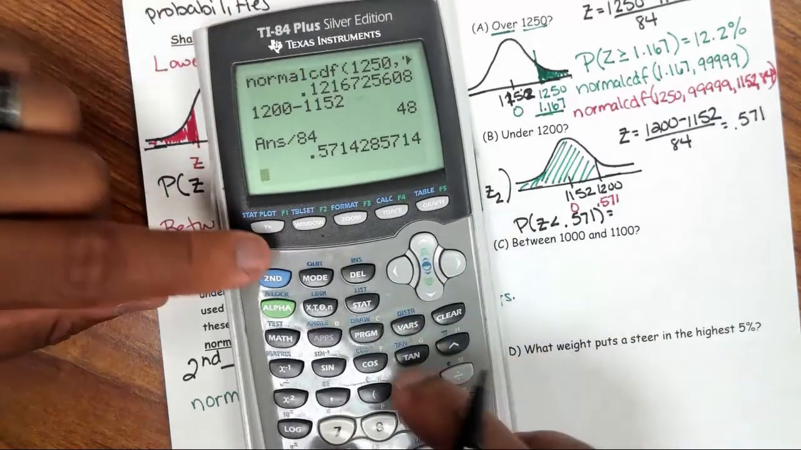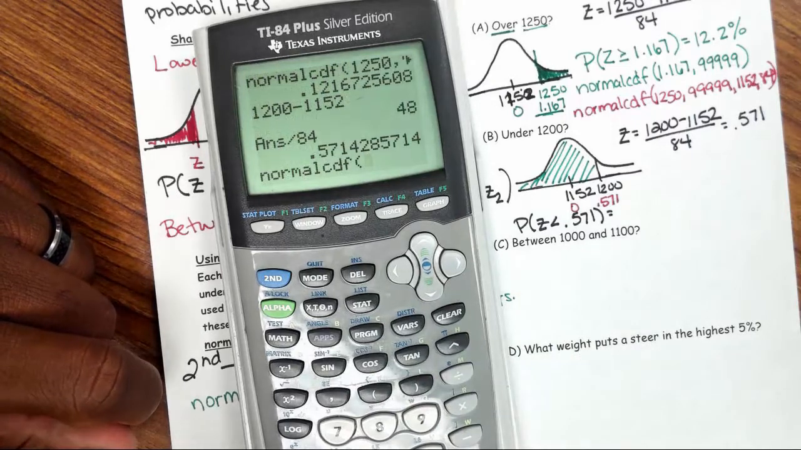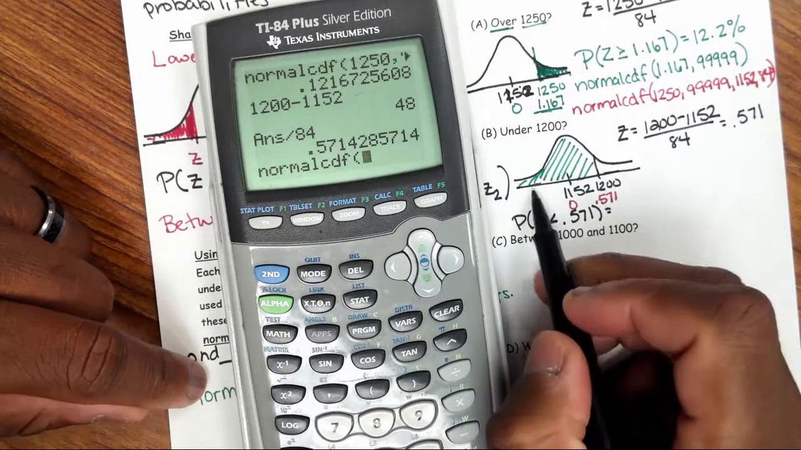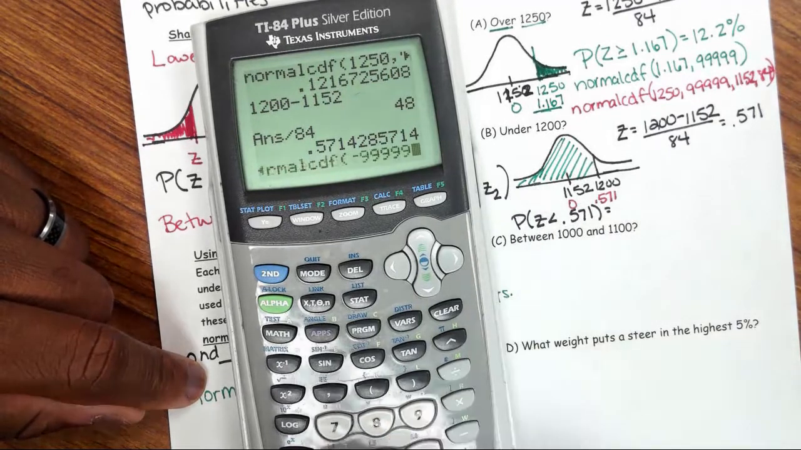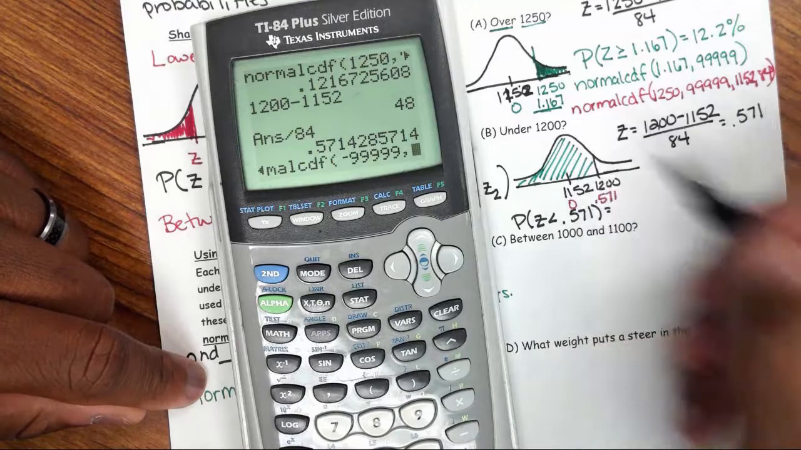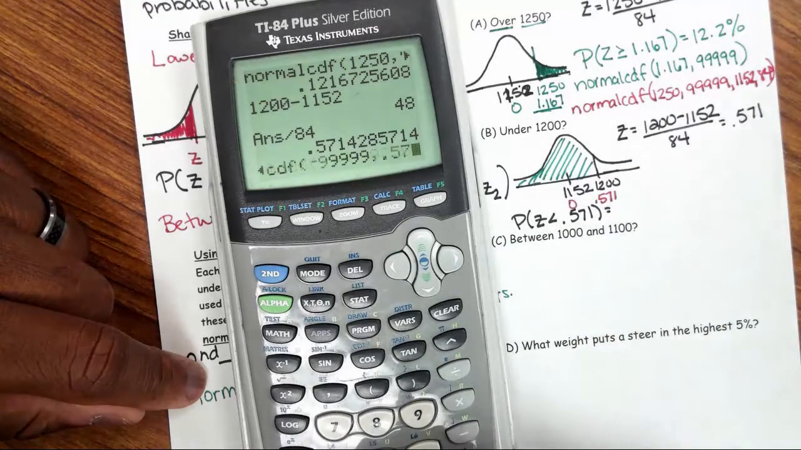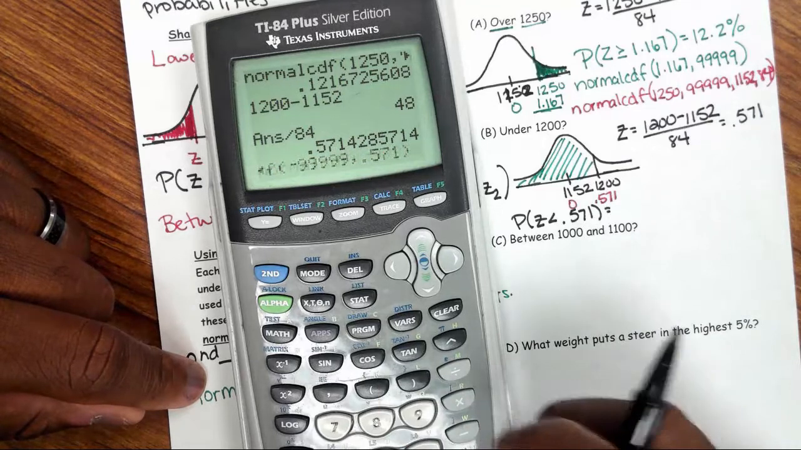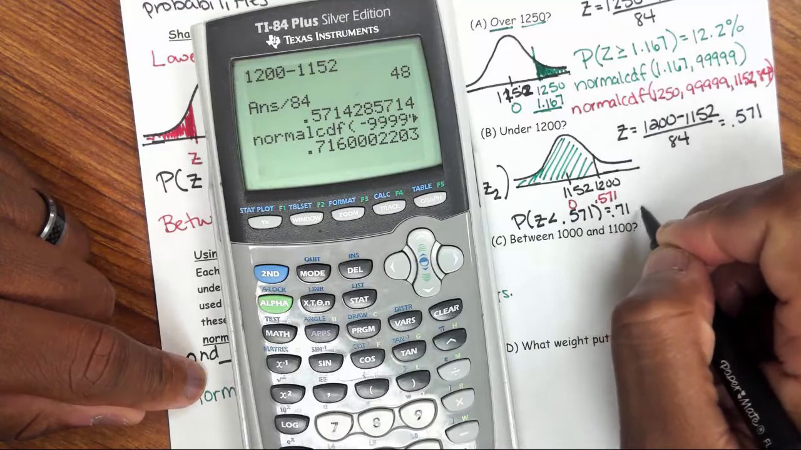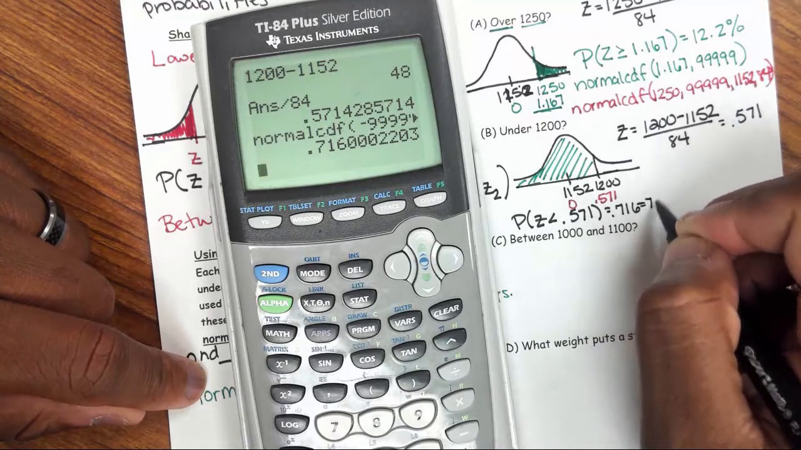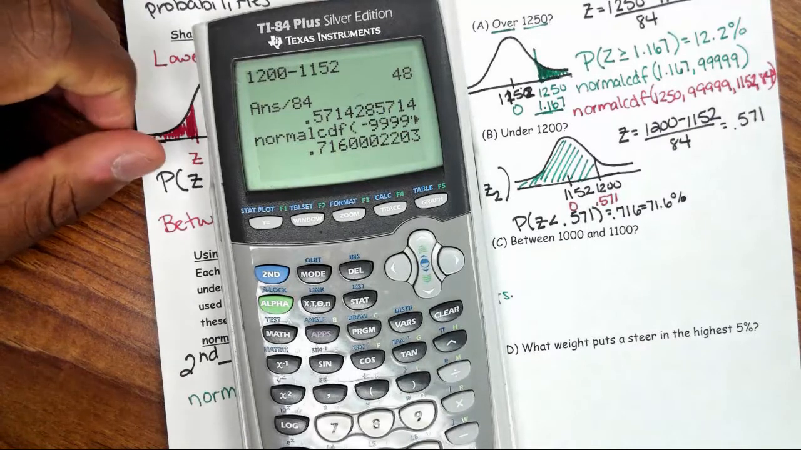So in your calculator, you're going to do second vars, normal CDF. The lower bound for this curve now, if you look out here, is just some really, really small number. So negative 9s. Up to the upper bound, which is, if you look here, is this z-score now, which is 0.571. When I get that, I get 0.716. So about 71.6% of steers have weights that are under 1,200 pounds.